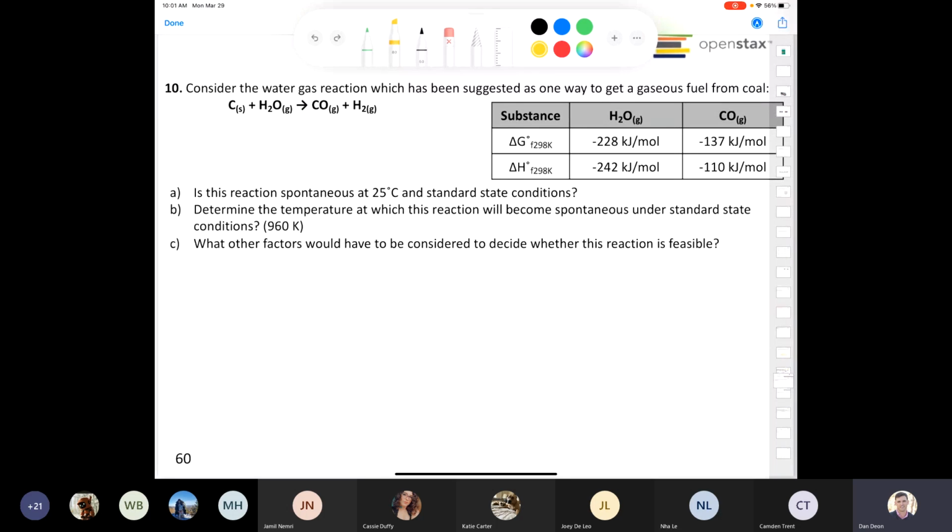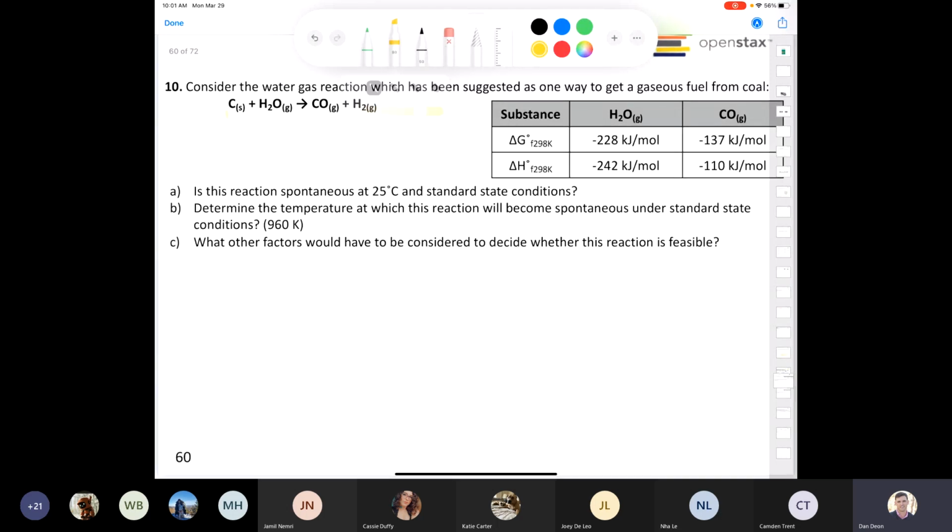It says, consider the water-gas reaction, which has been suggested as one way to get gaseous fuel from coal. You just take carbon, solid carbon, and combine it with water, and you end up getting carbon monoxide and hydrogen. It asks you, is this reaction spontaneous at 25 degrees Celsius in standard state conditions?